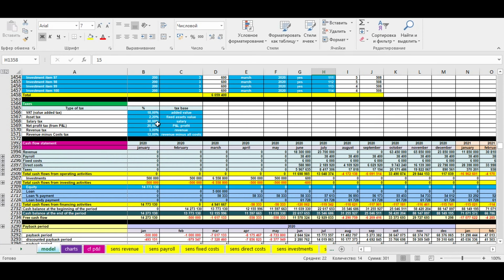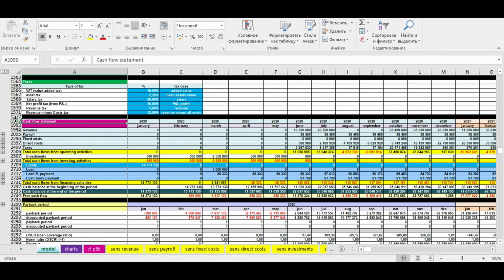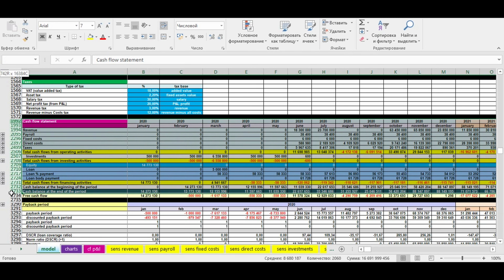The next block of inputs deals with taxes. You can set the tax rates and move to the cash flow statement, where you will see the results of financial modeling. Cash flow is the main statement where you see financial efficiency of your business idea. What valuable information can you get from this table?